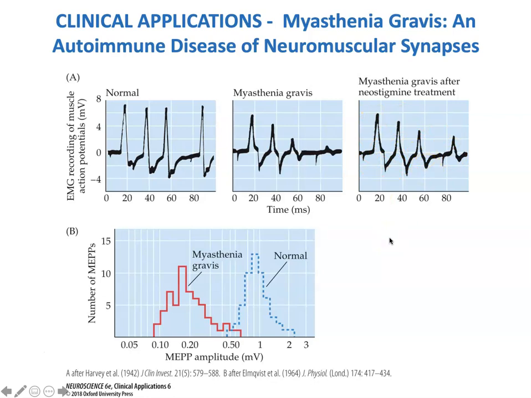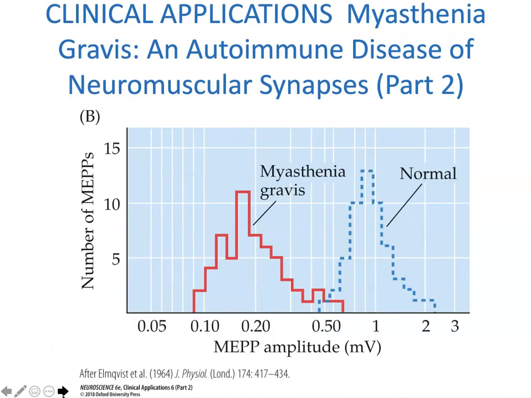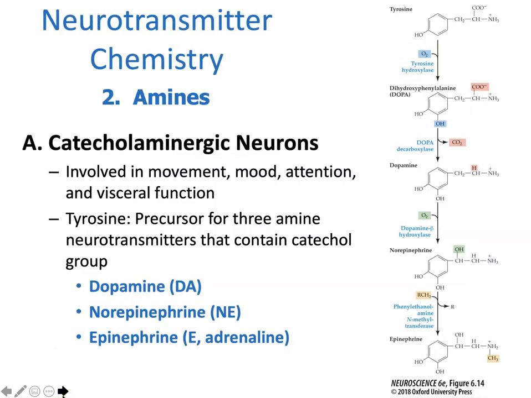We know that myasthenia gravis, this pathology that you see here, is not the result of a presynaptic problem, because if you look at the number of miniature end plate potentials in a person who has myasthenia gravis versus someone who does not, the number of vesicles released is the same, and the amplitude of voltage is the same. So this is not a problem with acetylcholine release. As we already know, it's a problem with the receptor being inhibited. Okay, so that was our story with acetylcholine.